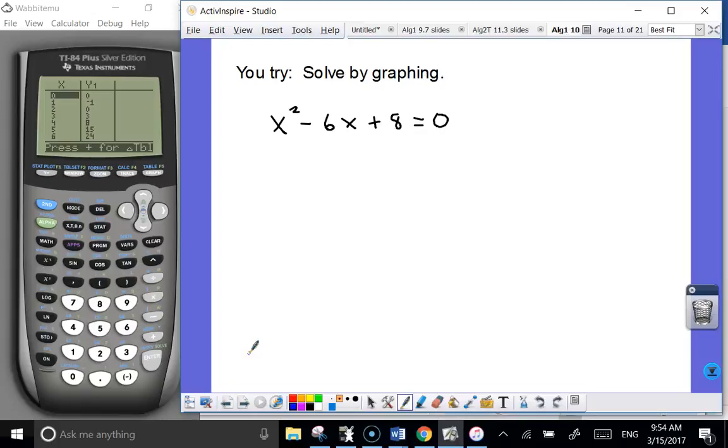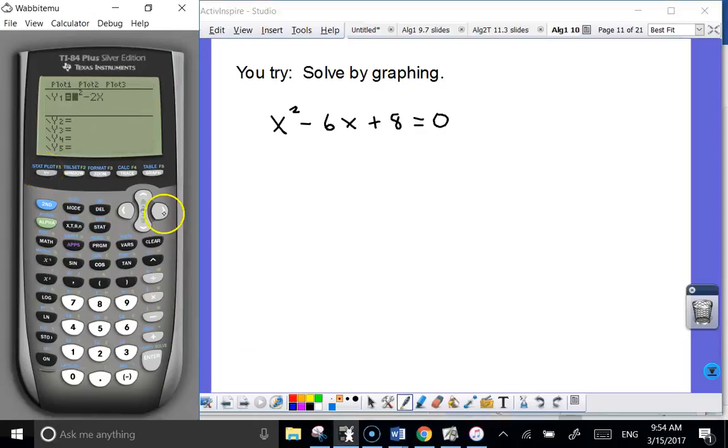Yeah. Right? So it should have looked like this. This one was already set equal to 0. Take it off. Right? Y equals x squared minus 6x plus 8. And I graph it.